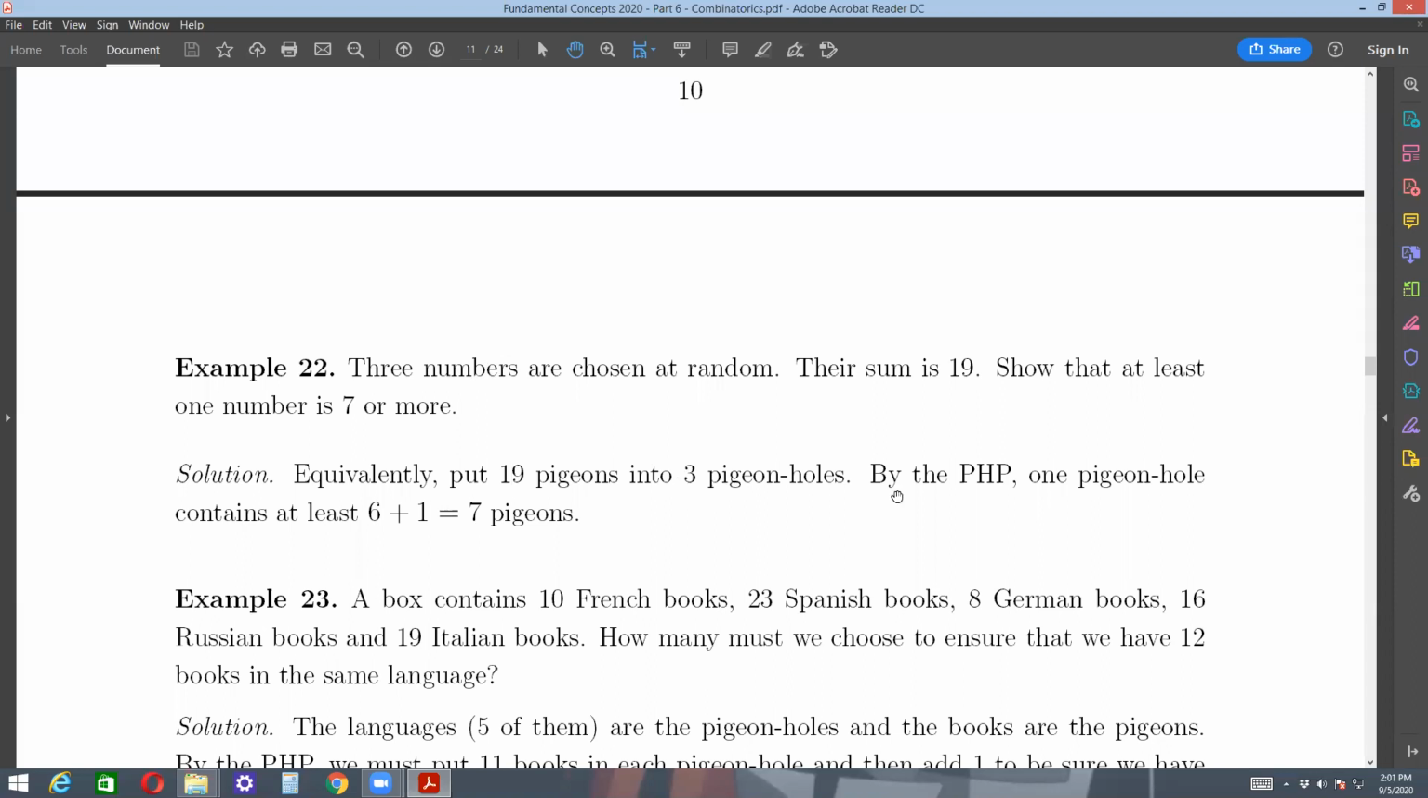So 3 pigeonholes. By the pigeonhole principle, there's at least one containing the ceiling of 19 divided by 3. 19 divided by 3 is 6 and a third, so the ceiling of that is 6, plus 1 gives you 7 pigeons. That's one way to do it. You could also try to do this by contradiction. So you could assume that all the numbers are less than 7 and then see what happens with that.